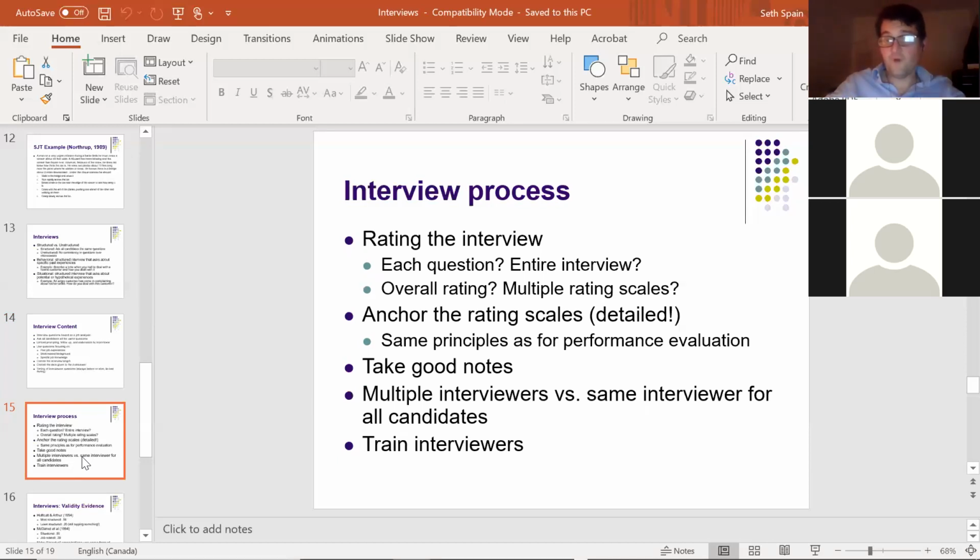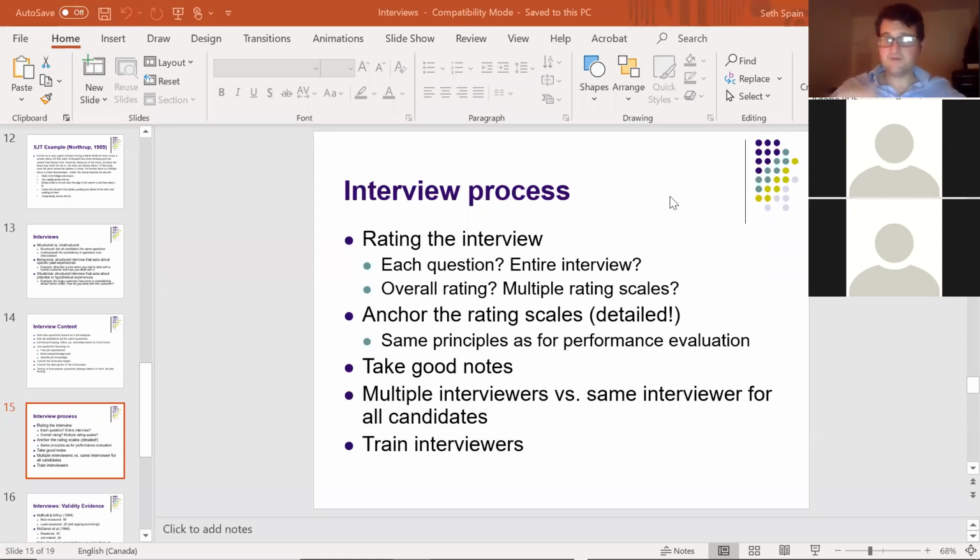They could provide an overall rating, like a single quality of interview scale. Or they could have multiple rating scales in terms of maybe the person's preparedness, relevant previous job experience, and job-relevant knowledge. You could be rating all of those things.